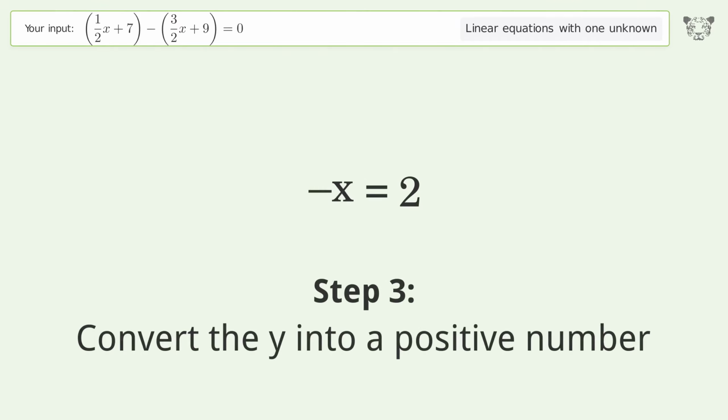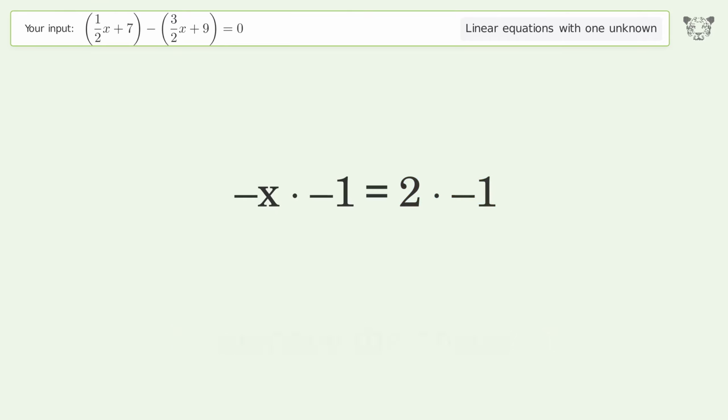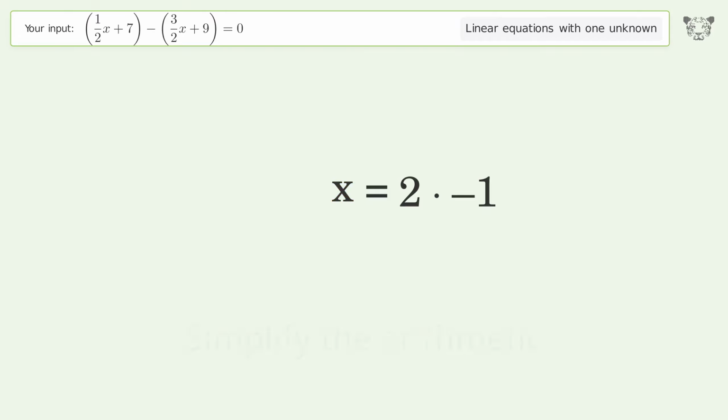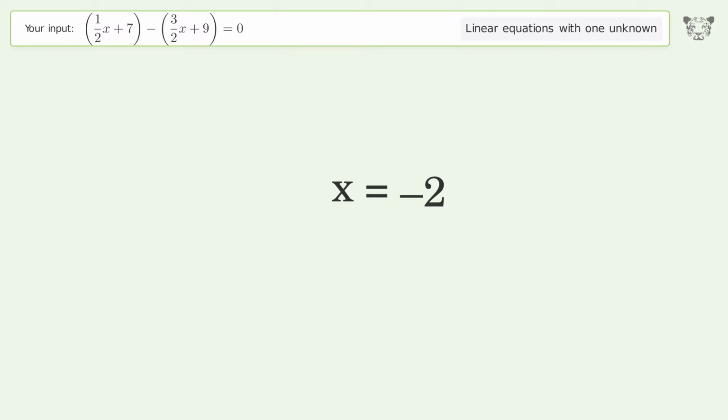Convert the y into a positive number. Multiply both sides by -1. Remove the ones. Simplify the arithmetic. And so the final result is x equals -2.